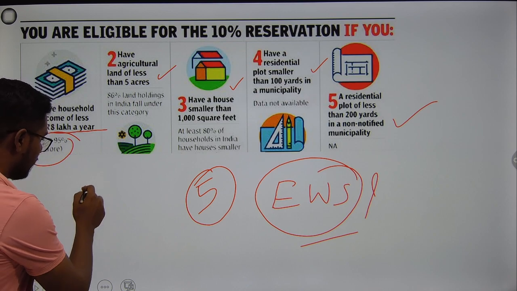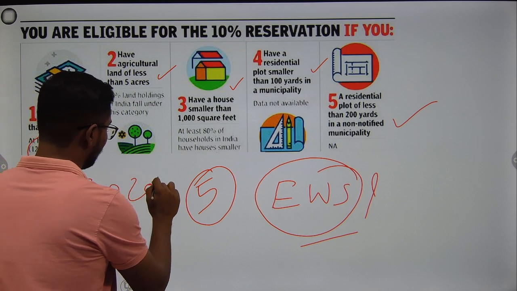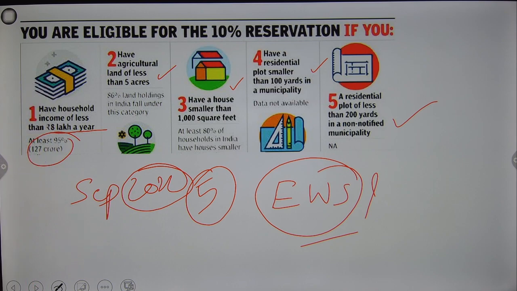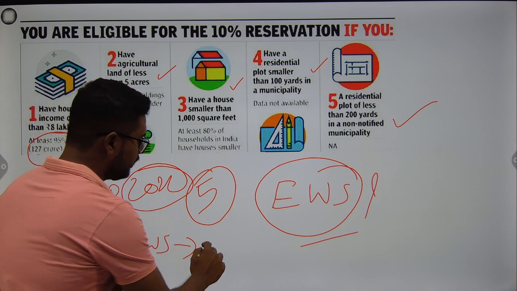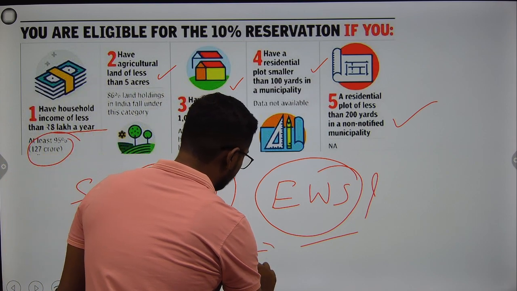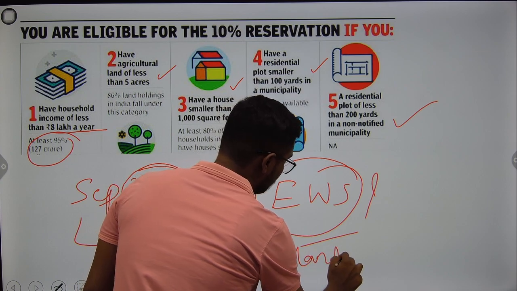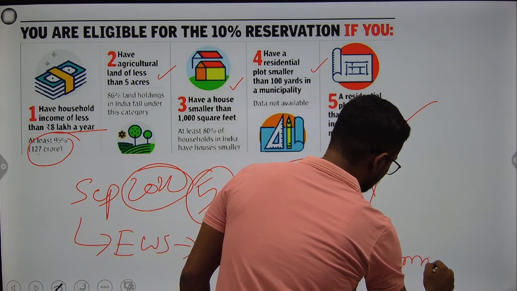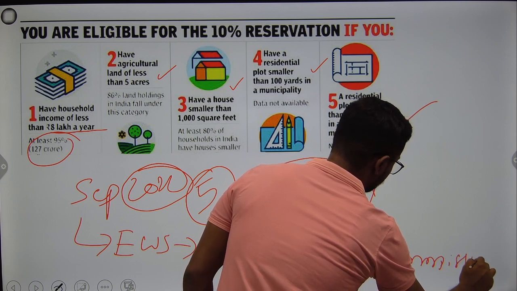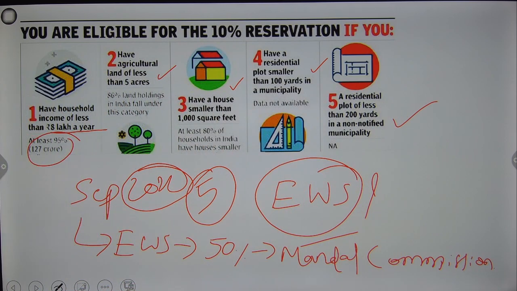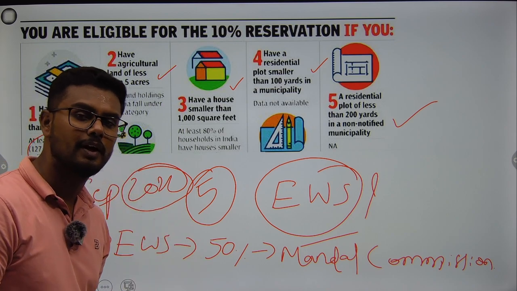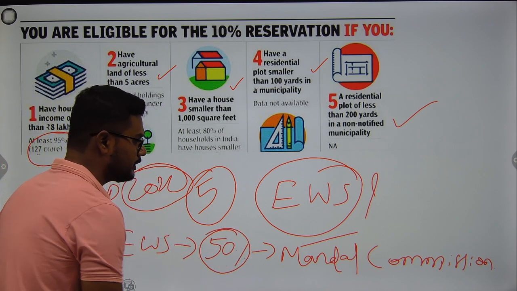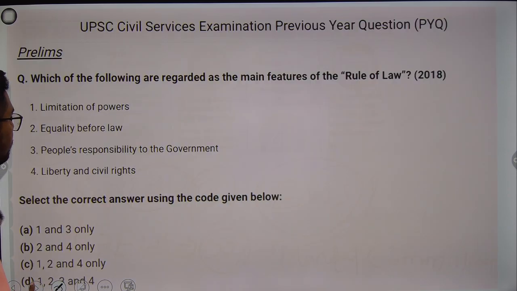And please remember, in its September 2022 judgment, the Supreme Court clarified that the EWS reservation does not violate the 50% ceiling set by the Mandal Commission. Please remember this point. A 50% reservation ceiling was set by the Mandal Commission in the 1990s. So the Supreme Court, through its judgment, has clarified that the EWS reservation shall not violate this 50% reservation ceiling set by the Mandal Commission. All right.